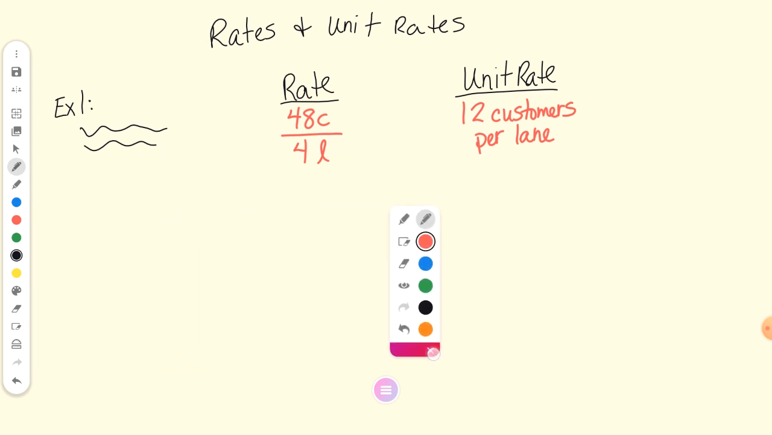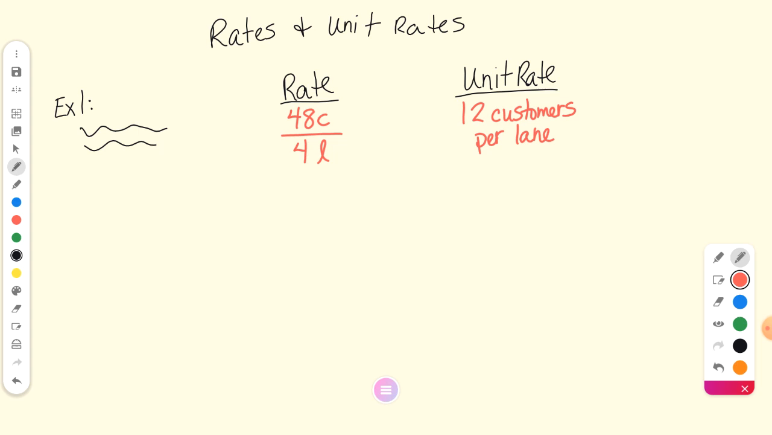Okay, I'm going to do another one where we'll have to do some long division. Let's do example 2. And let's say it is 64.28 for 9 shirts. That's the scenario that we're given.